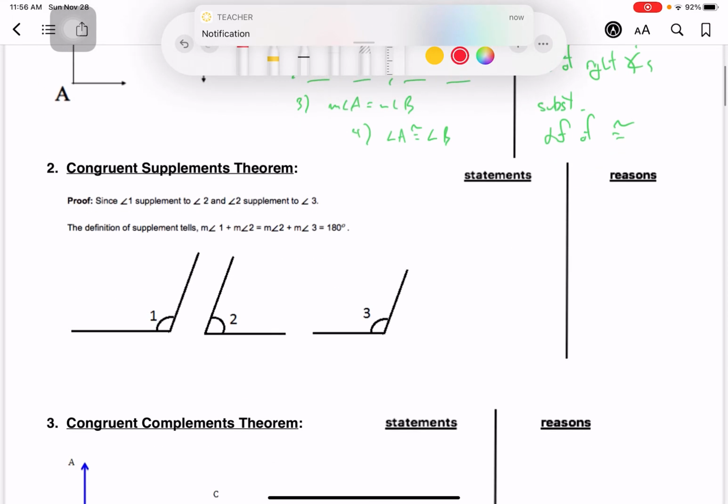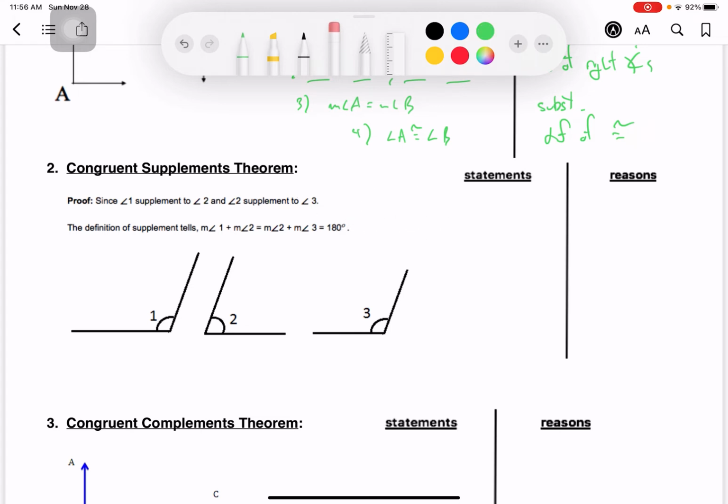Okay, congruent supplements theorem. Sounds really tough because this is congruent supplement. I'm not an English teacher, but that's a lot of syllables, right? Relax. It's really easy. So we're going to go ahead and say, since angle 1 supplements angle 2 and angle 2 supplements angle 3, what does that then lead to?